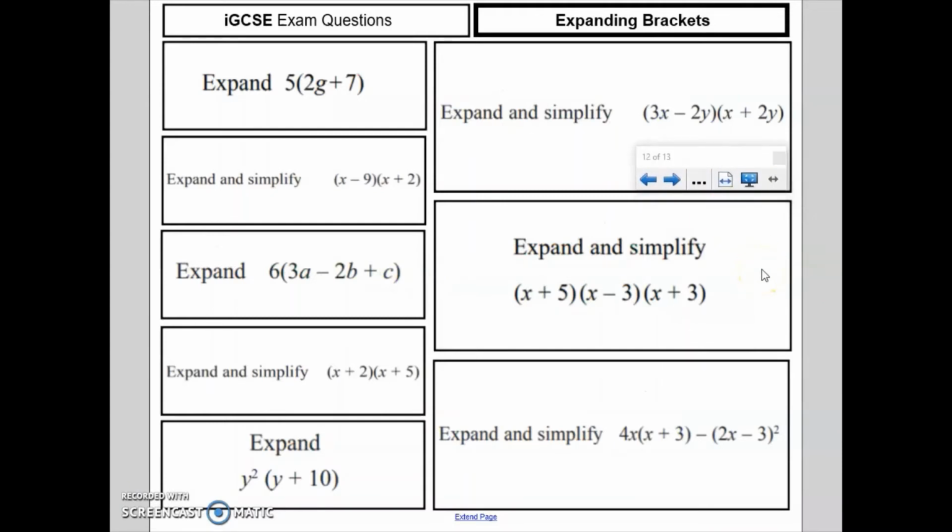Okay, one more task for you to have a go at. So I've just displayed on the board some expanding brackets questions of varying degrees of complexity. Some questions involve just a single bracket, some a double bracket, and then there is a question expanding a triple bracket as well. So for each of the questions, could you show me your full working out and present your algebraic notation in the correct way? Could you pause the video now and have a go at all 8 questions?